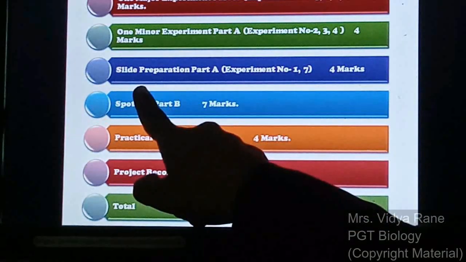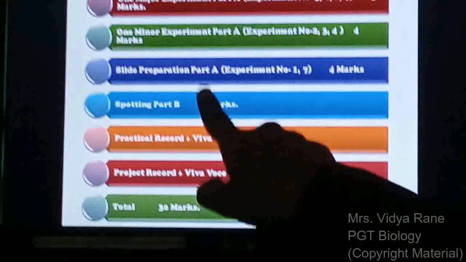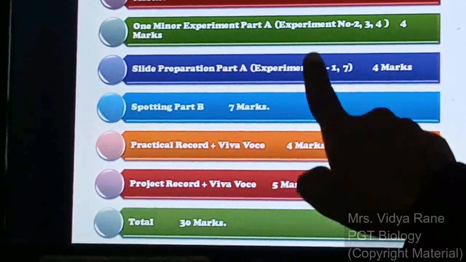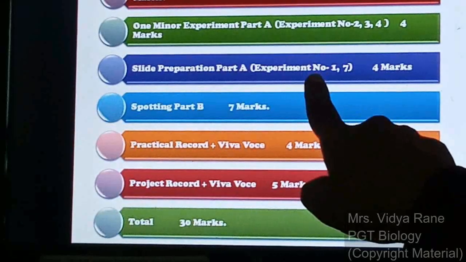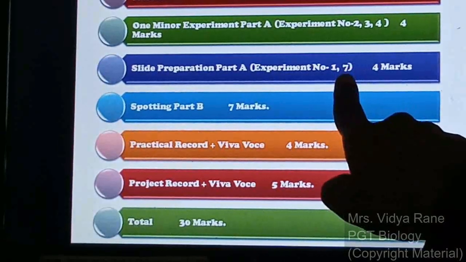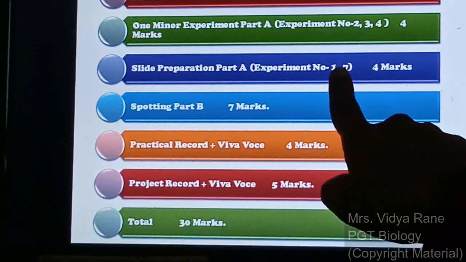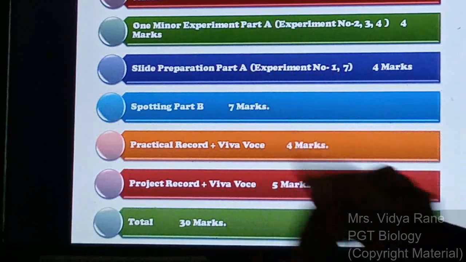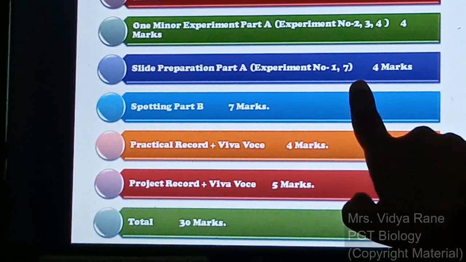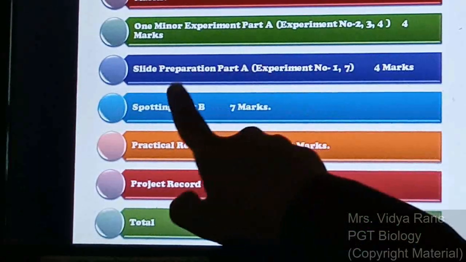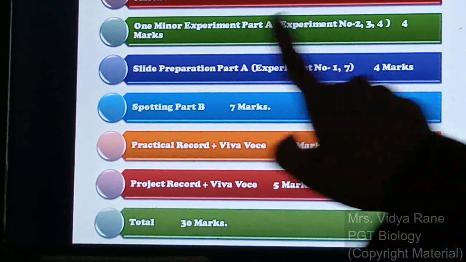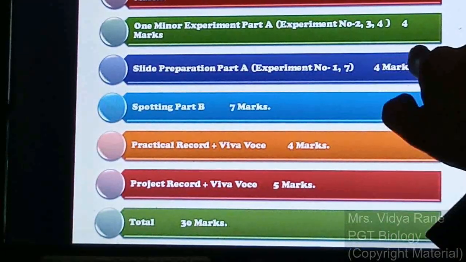The third question is slide preparation. This is again asked from part A, and as I said, in our syllabus only the first and seventh experiments require you to prepare a slide. The first experiment was the pollen germination slide and the seventh was the meiosis slide. Any one will be asked in the slide preparation, that carries 5 marks.